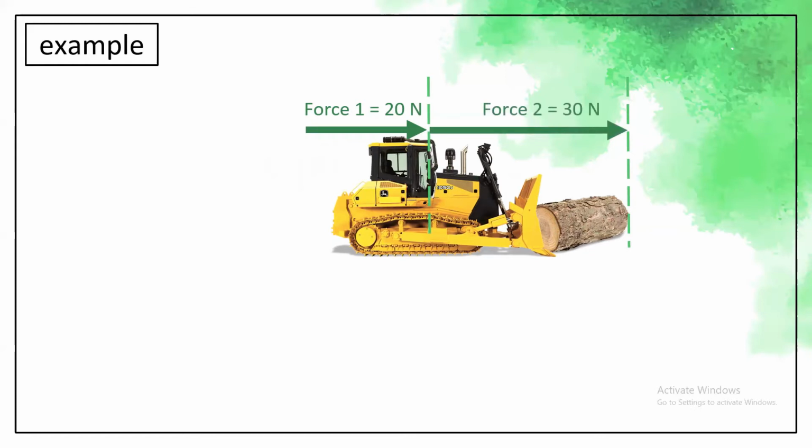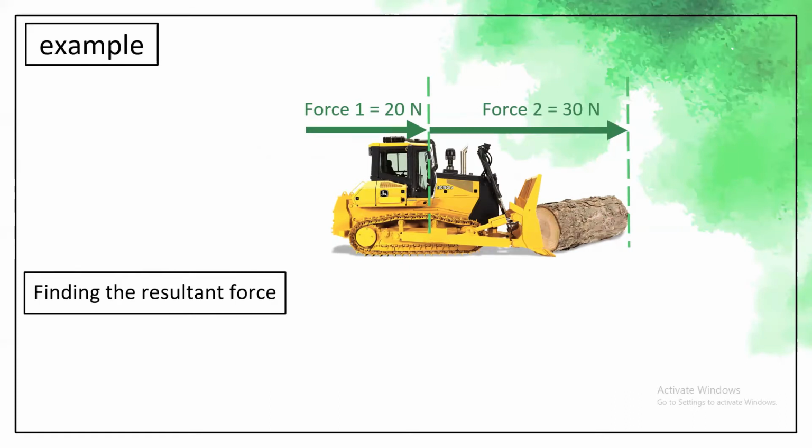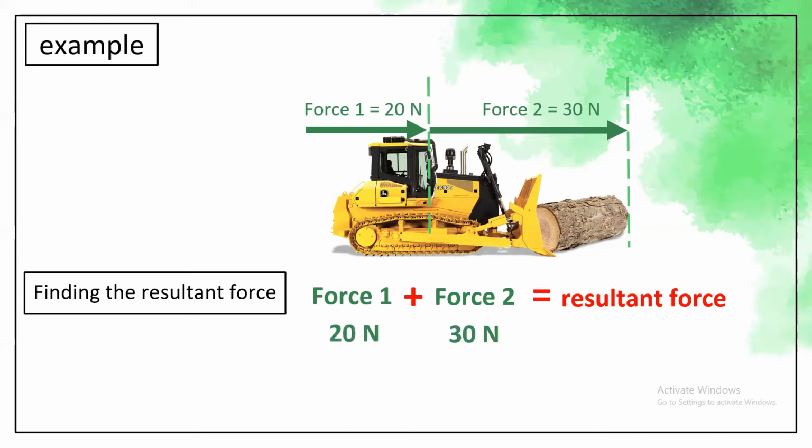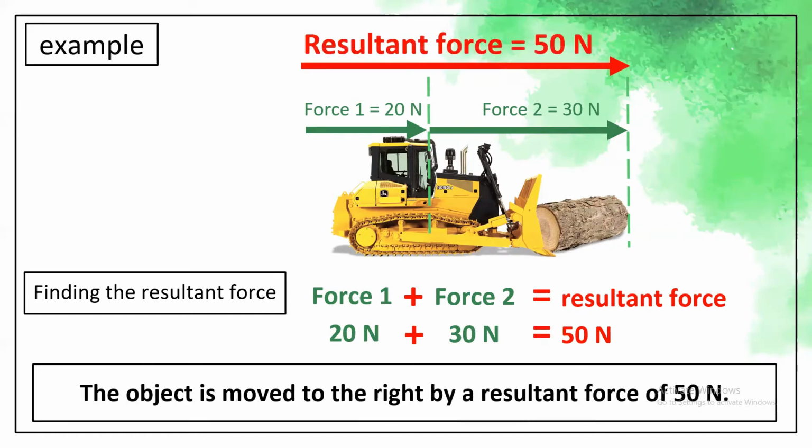How do we find the resultant force? What we're going to do is add the two forces together, so we will use addition. Let's say force 1 plus force 2 is equal to the resultant force. So, force 1 is 20 Newton and force 2 is 30 Newton. If we add 20 Newton and 30 Newton together, we will get 50 Newton. 50 Newton now is our resultant force. So let's say the object is moved to the right by a resultant force of 50 Newton. That is for case 1.